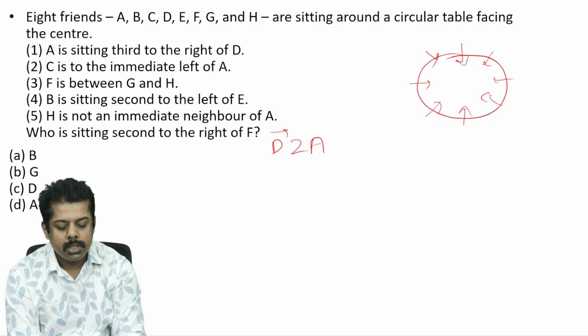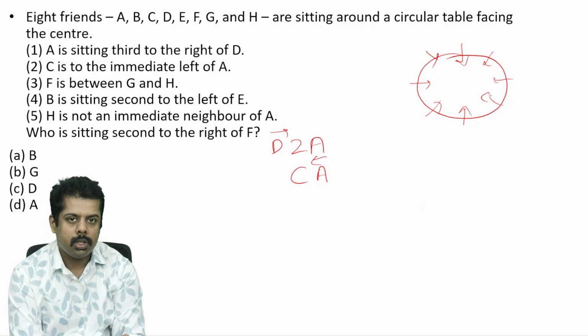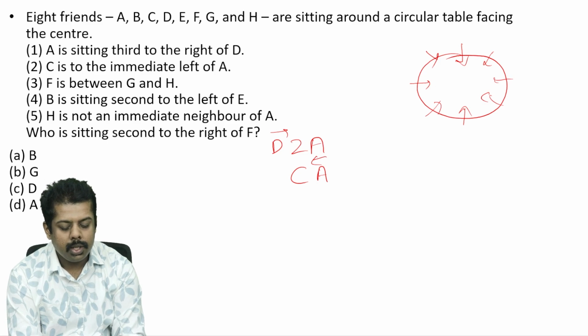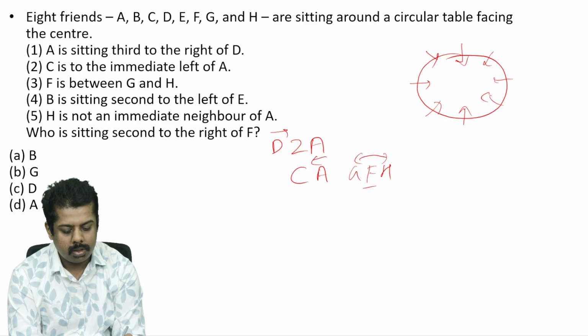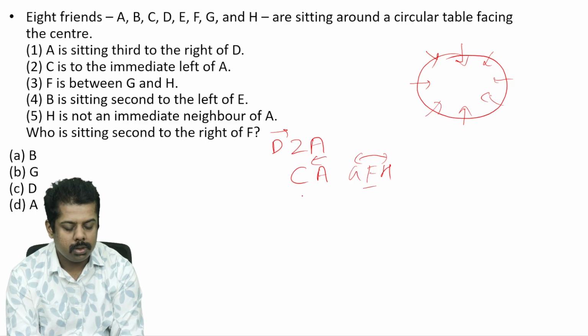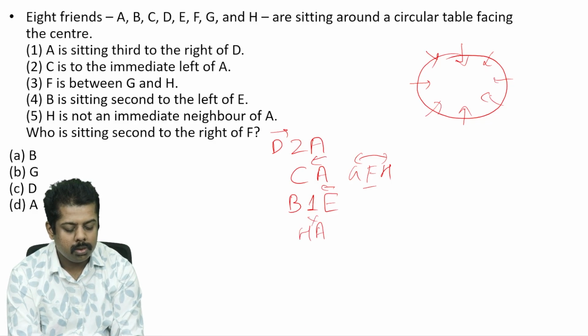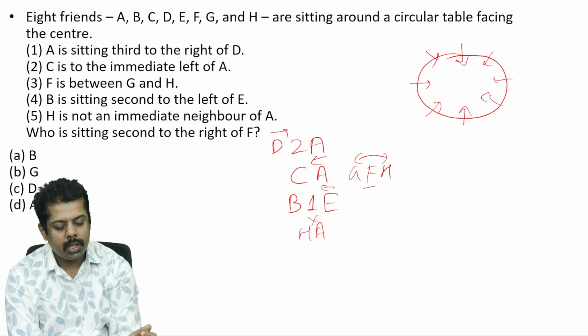C is sitting to the immediate left of A. Next point, F is between G and H. Now F is sitting between G and H. That is also okay. Now B is sitting second to the left of it. Now the last point says that H and A are not immediate neighbors. H and A are not going to be neighbors. So we have to try and connect it.